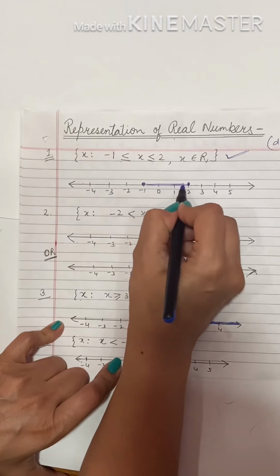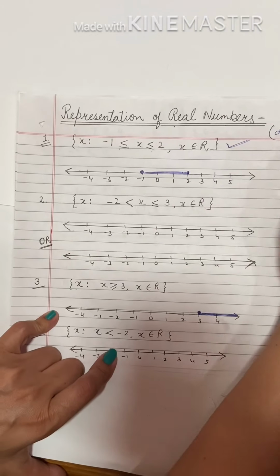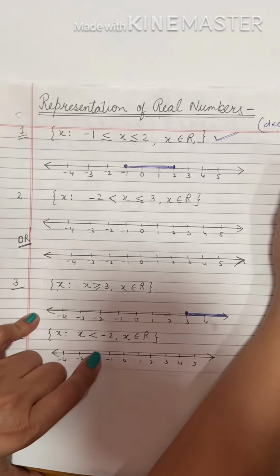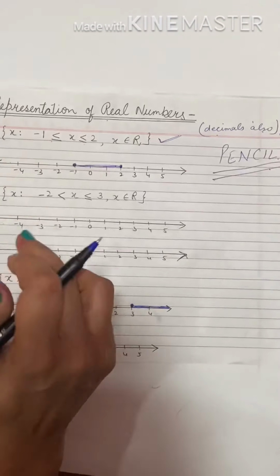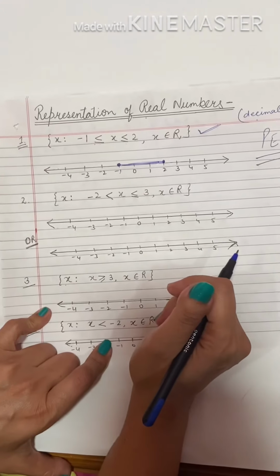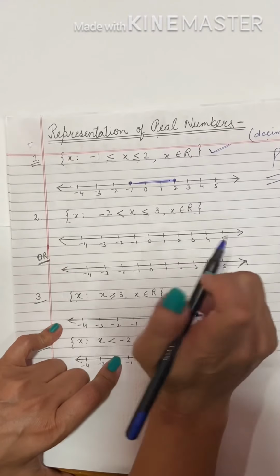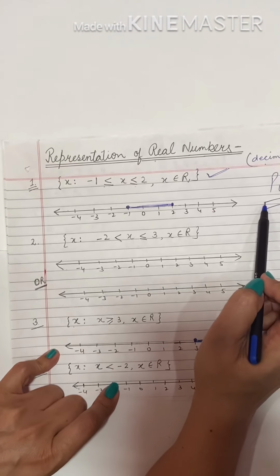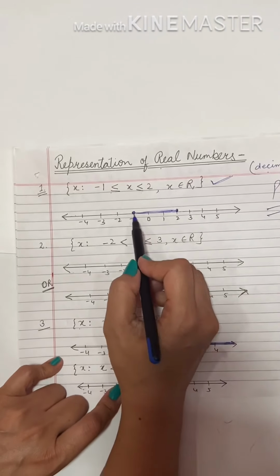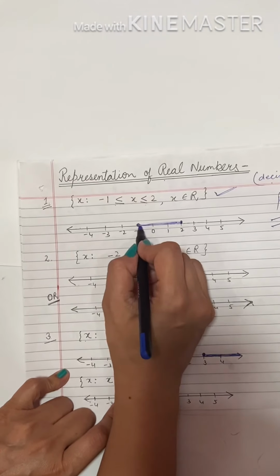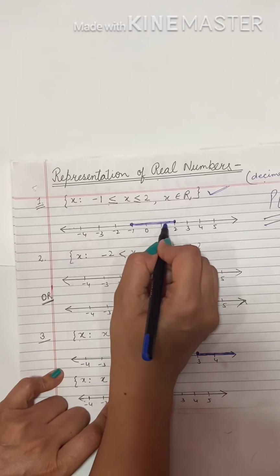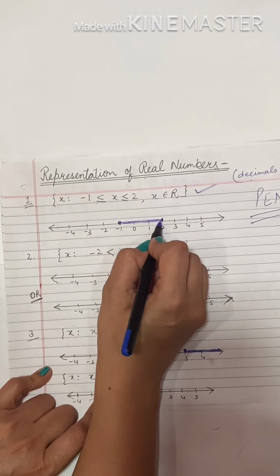You need to remember one thing, that the number line should always be drawn with the help of a pencil. Don't use a pen. I am using a pen here so that it is more clear in the video, but otherwise you always need to draw the number line with a pencil only. So -1 is also included here, 2 is also included. We have put dark circles on them, and between them the number line will be highlighted completely.